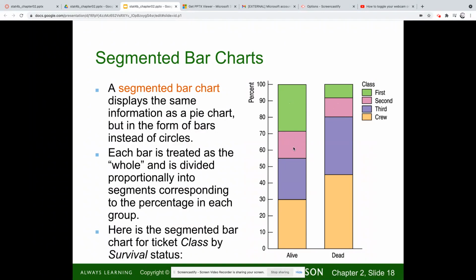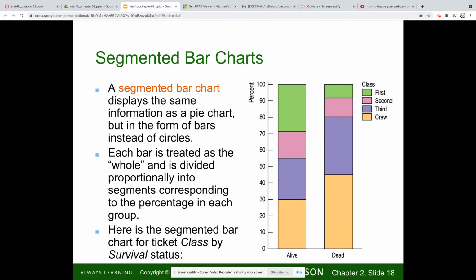Now the second class, it's very similar in the area. In other words, this box is almost the same size as this box. In third class, there were a few more people that passed away than survived. And then for the crew, a few more people passed away than were alive. So here it's very clear that the first class citizens had a 3 times more likely chance to survive than to pass. Okay?